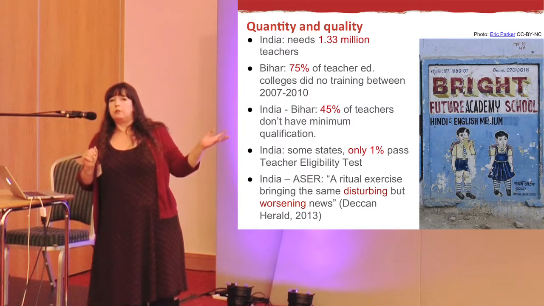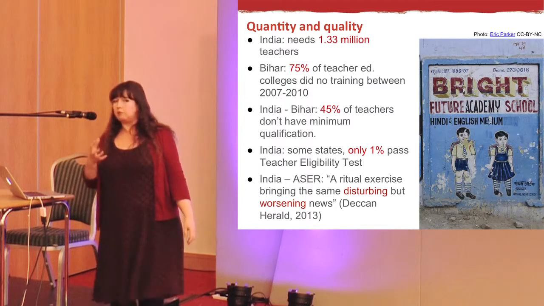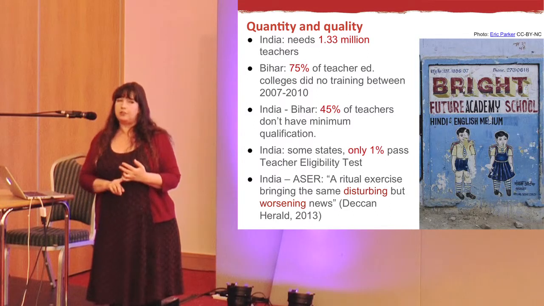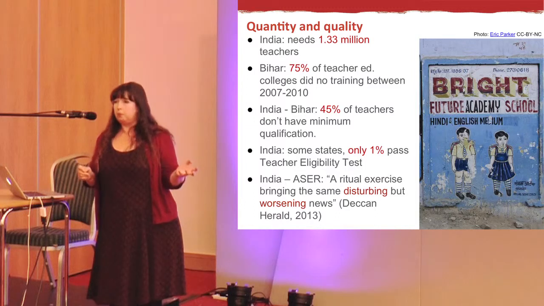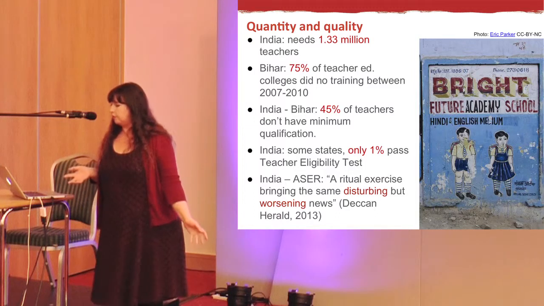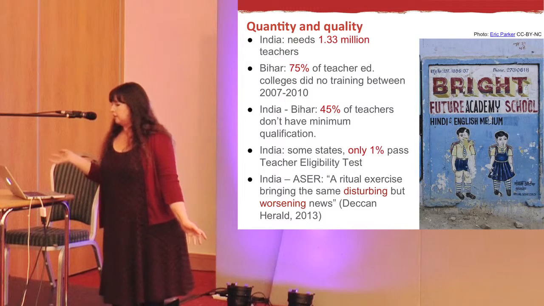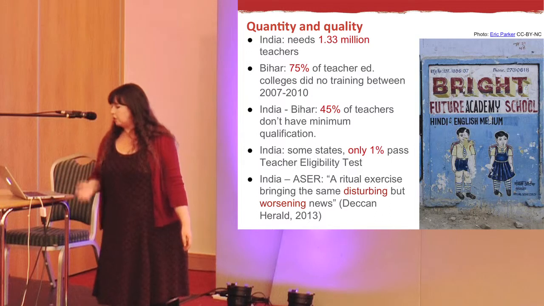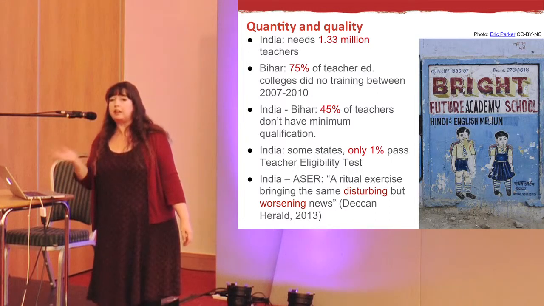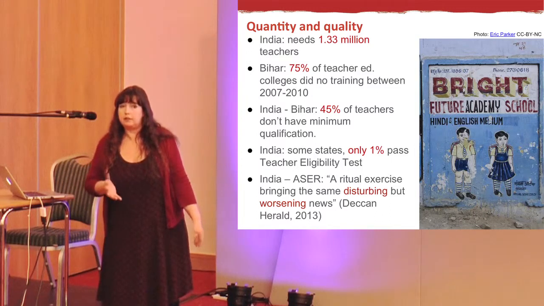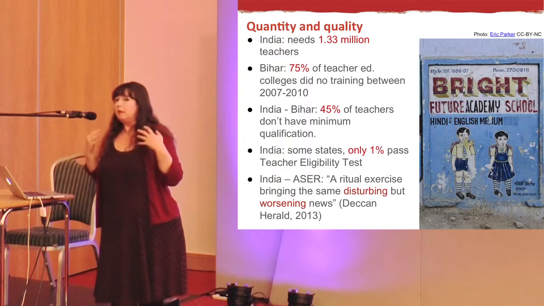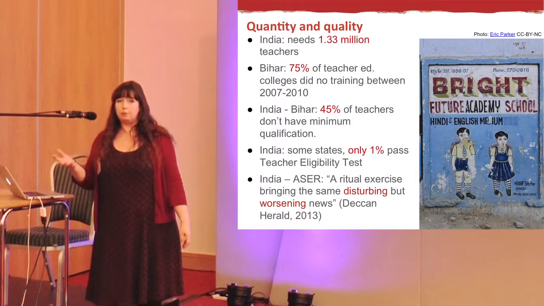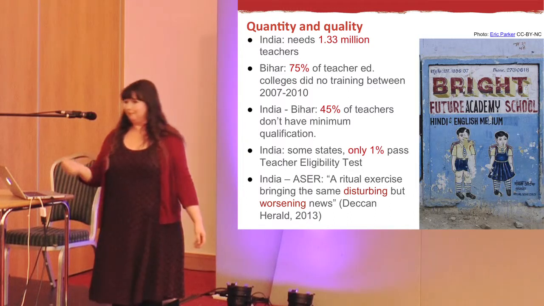The final quote I've put on the screen comes from the Deccan Herald, which is an Indian newspaper. It's reporting on the 2013 Annual Status of Education report. The report has been conducted since 2005, and in 2013, the Deccan Herald says that it is just a ritual exercise bringing the same disturbing but worsening news. Standards are falling year on year in India, and that's what TESS-India is trying to address. And I will hand you over to Tim, who will tell you a bit more about the TESS-India project. Tim.